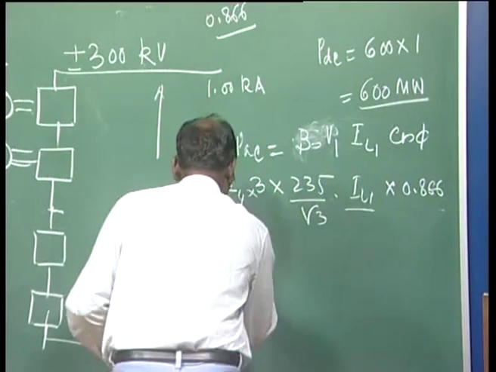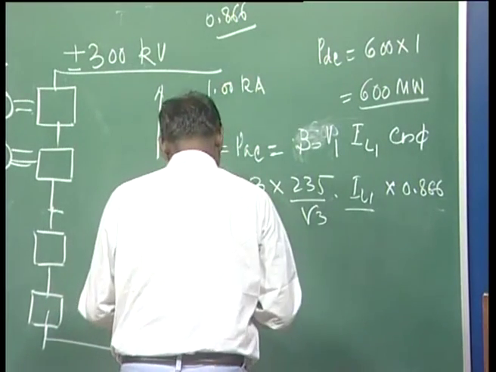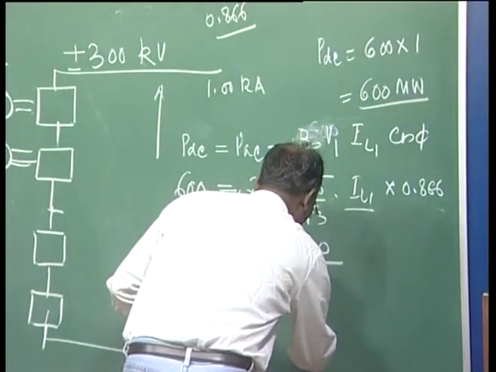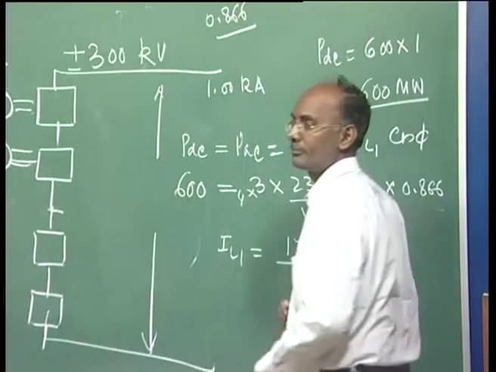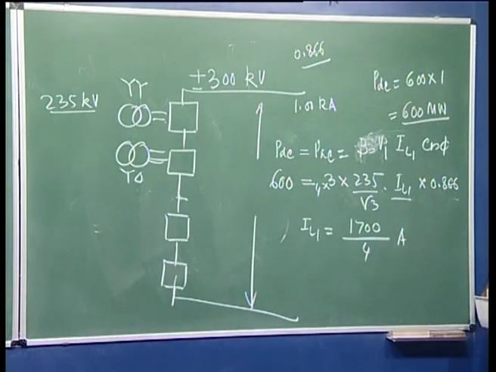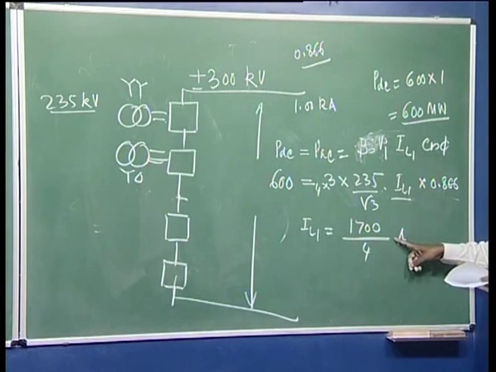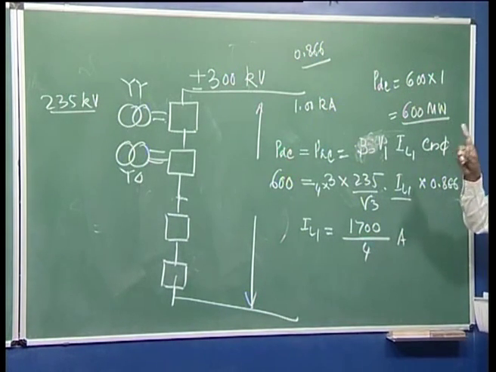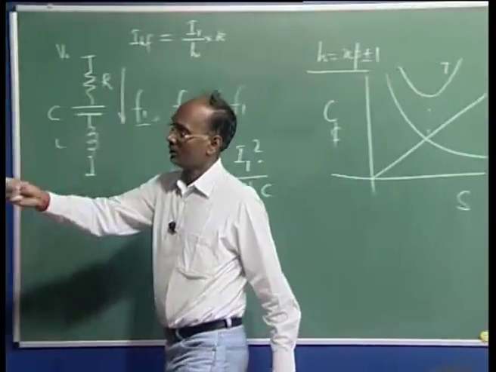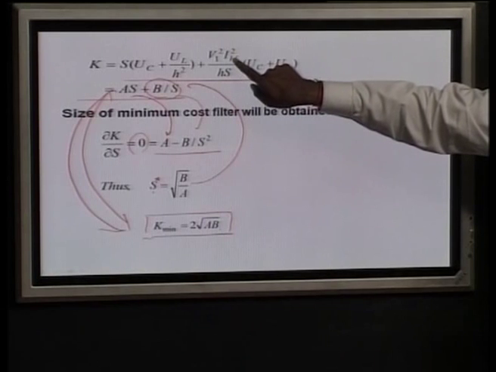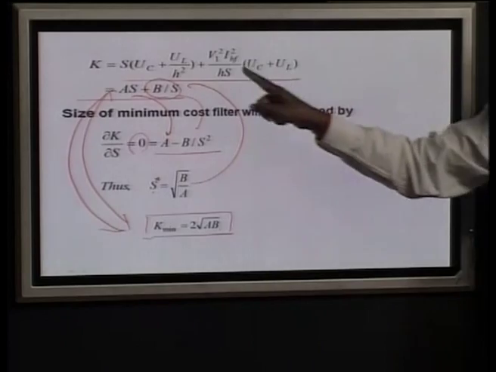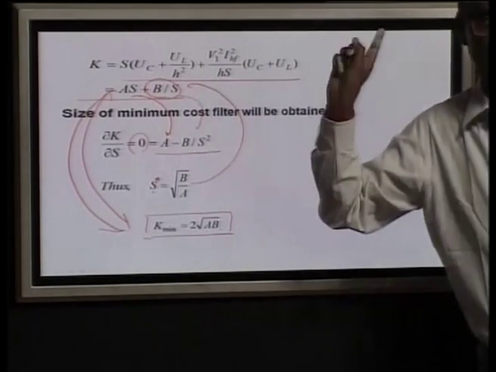So, your IL1 will be 1700 by 4 ampere. This value will come. Now, this is your RMS value. There also, for IHF we are using the RMS value, because in reactive power this value is not the peak value here. This value is the RMS value, not the peak value we are talking about. Here also this is the RMS value. So, there is no peak value concept here.